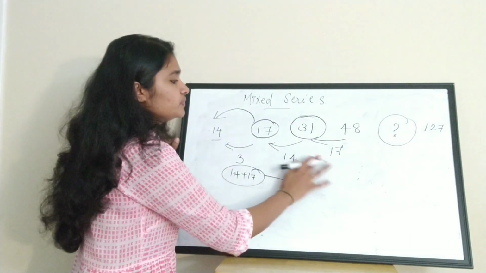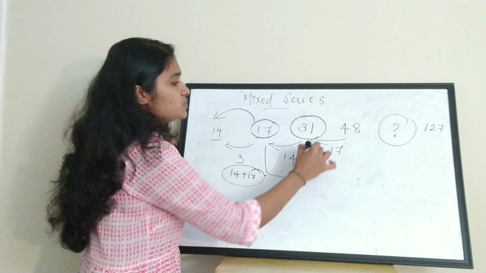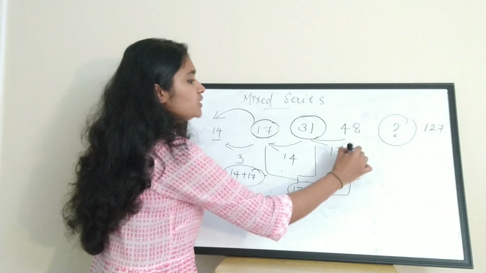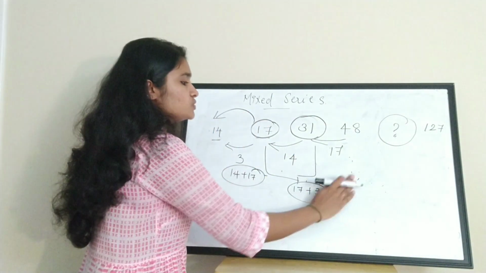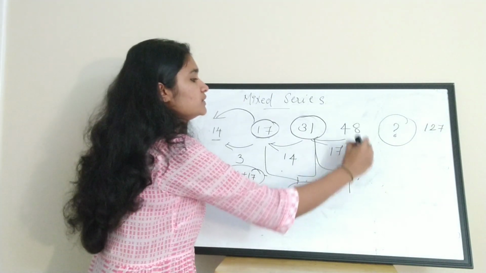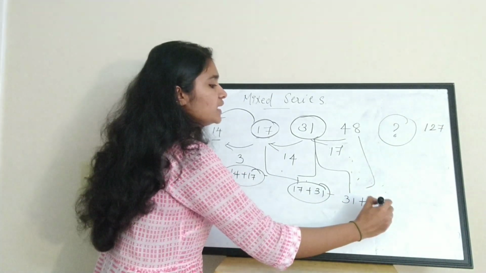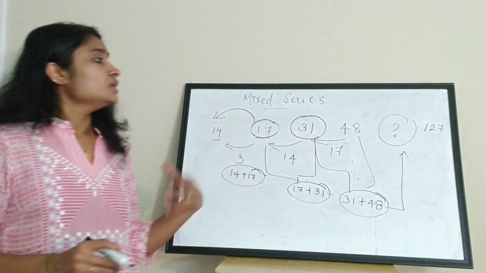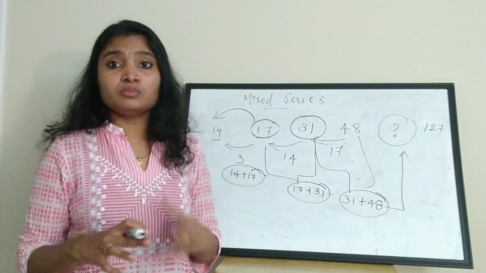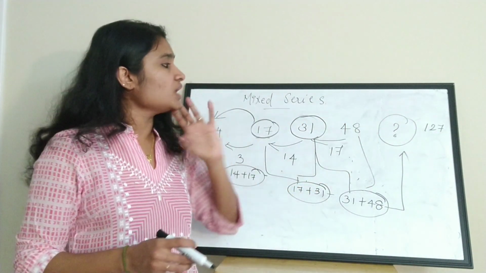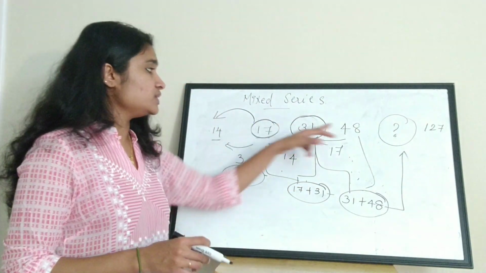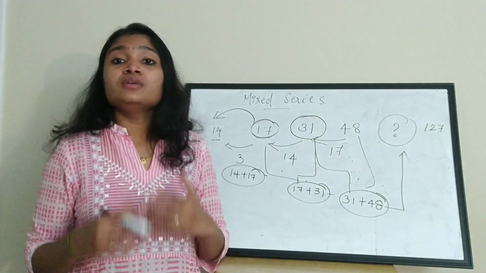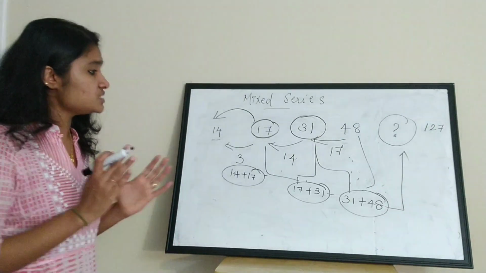Okay, similarly, this one and this one, that is your 17 plus 31, will give you 48, right? And similar to that, you have to add this 31 plus 48 to get your missing number. So in mixed series, we have to find some missing numbers in between. In most of the cases, it will be like that only. And we have to find it by finding the relation between the other numbers in the series, that is how the other numbers in the series are formed. We have to find the relation first and then we have to find the missing number.